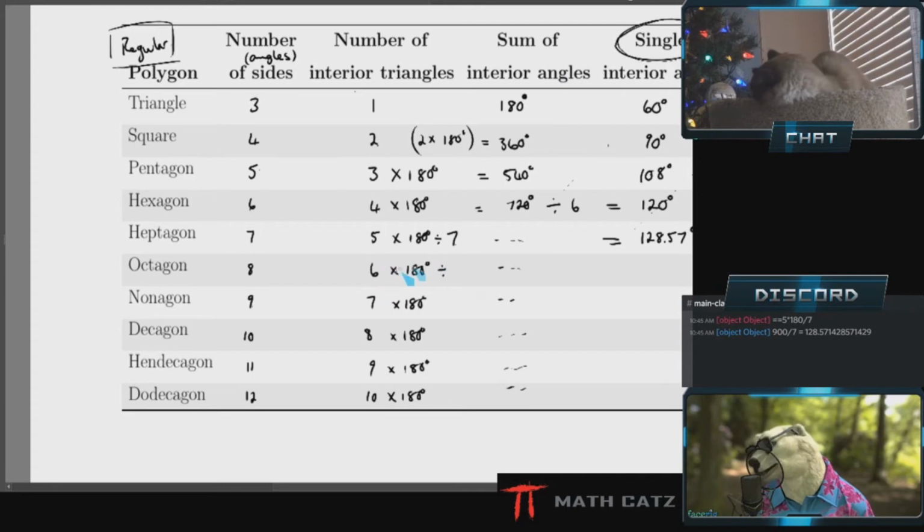The sum of the interior angles. Its calculation was 6 times 180. I take that and split it up across the 8 interior angles to find the size of 1. I get 6 times 180 divided by 8, 135. Whoopsie. 135.